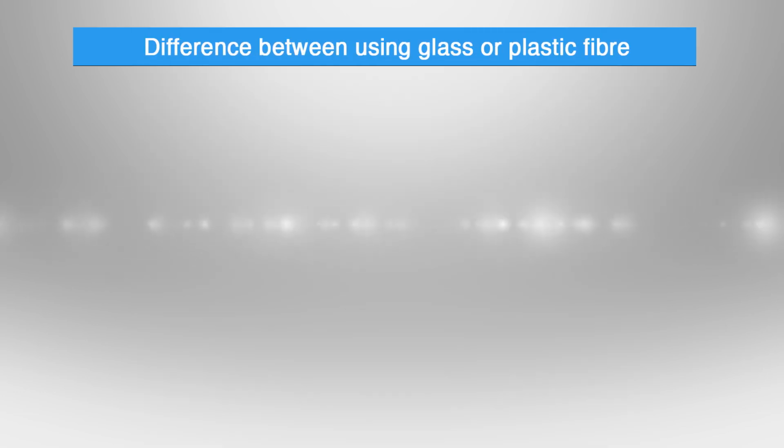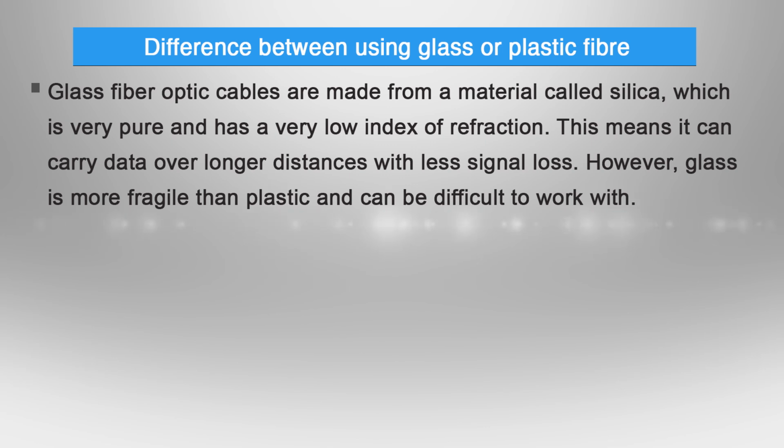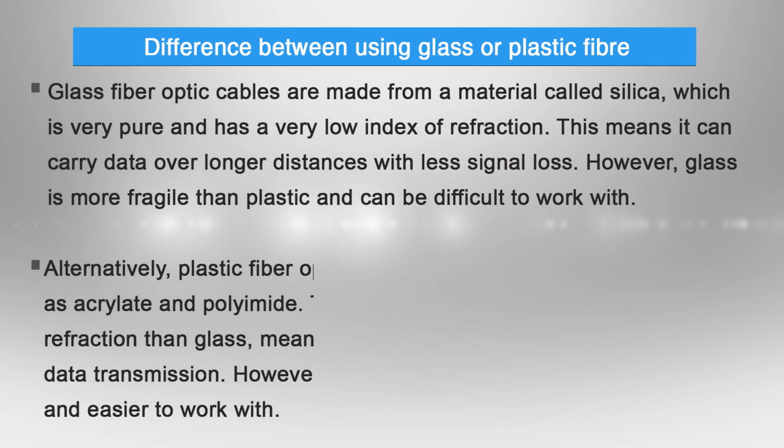Difference between glass and plastic fibers. Glass fiber optical cables are made from a material called silica, which is very pure and has a very low index of refraction. This means it can carry data over long distances with less signal loss. However, glass is more fragile than plastic and can be difficult to work with.